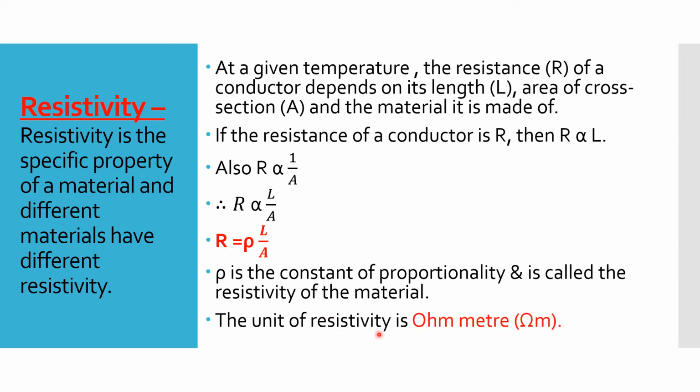The unit of resistivity is ohm meter. Now, resistivity is the specific property of the material and for different materials, resistivity is different. That is, resistivity is independent of the length of the material, area of the cross section of the material. It is constant for every material. It does not change.